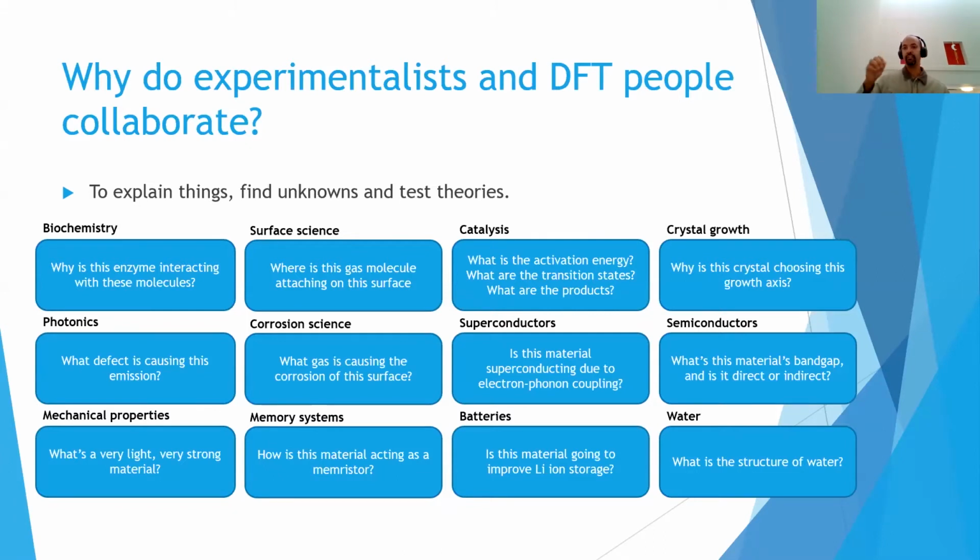Surface science, whenever you find a gas on a surface, that's just a nice problem for DFT because DFT has a lot of toolkits developed in order to cater for these problems. It's to find the distance between the molecule and the surface, how strongly the molecule is bonded to the surface, and that stuff. DFT also deals with catalysis, the activation energy for reactions, transition states, and all the products. All that stuff you can do with DFT.